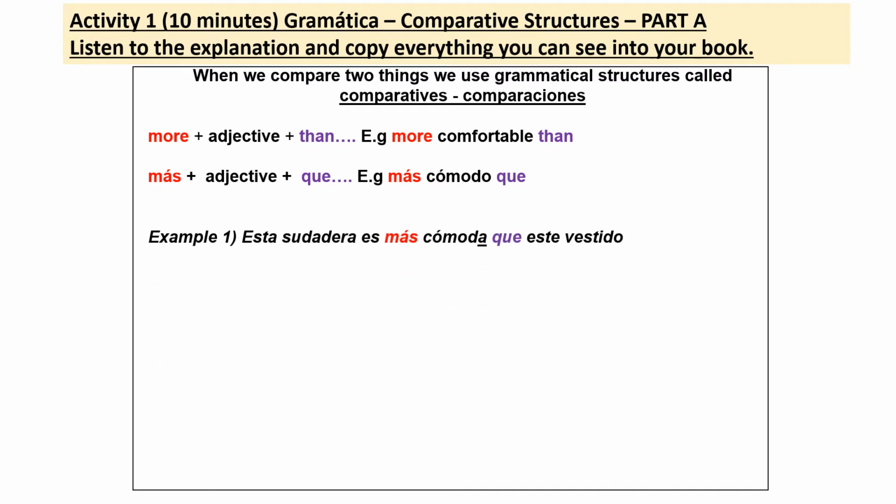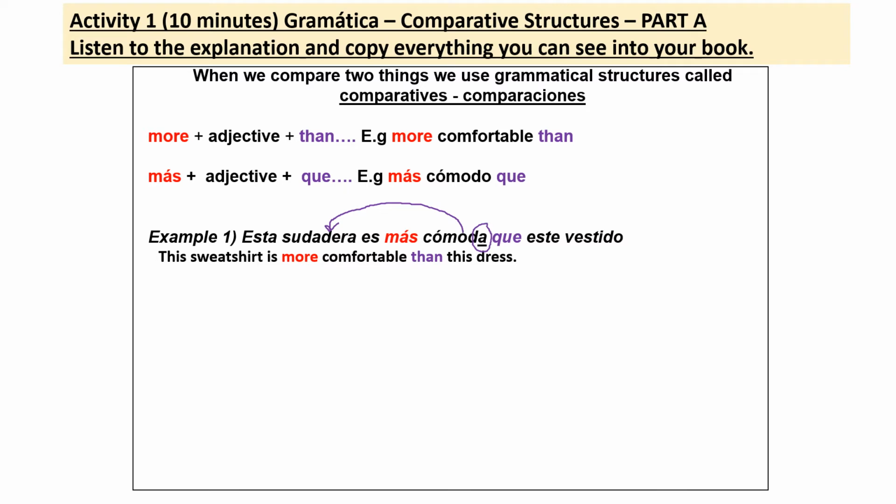Example sentence. Esta sudadera es más cómoda que este vestido. This sweatshirt is more comfortable than this dress. As you can see there, the adjective has to agree with the first noun in the sentence. So this adjective cómoda is agreeing with sudadera, feminine and singular form, cómoda.